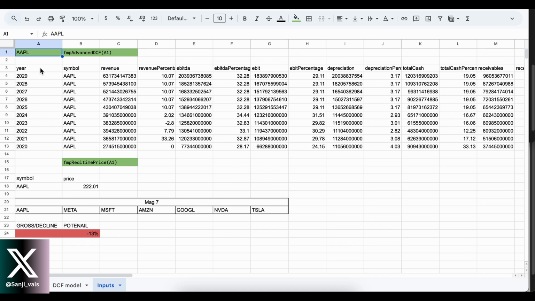Well, first I would need the formula after you connect Financial Modeling Prep with Google Sheets. Just use this formula: equals FMP Advanced DCF A1. So A1 is the cell with the stock ticker. And once you enter this formula, it will extract the data needed for calculating the stock target price with the DCF or discounted cash flow model. As you see, there are forecasts till the year 2029. And this is our main model.